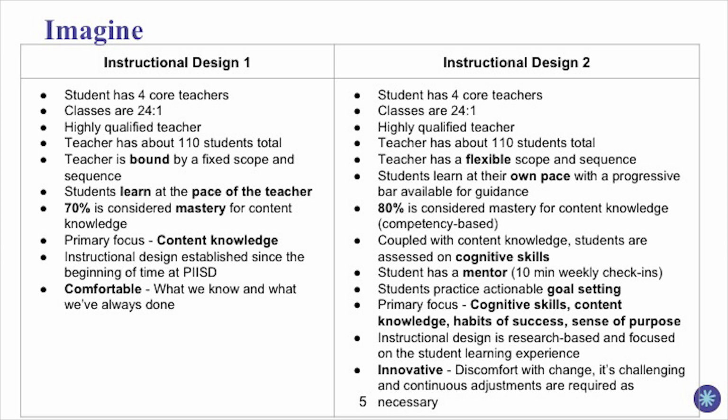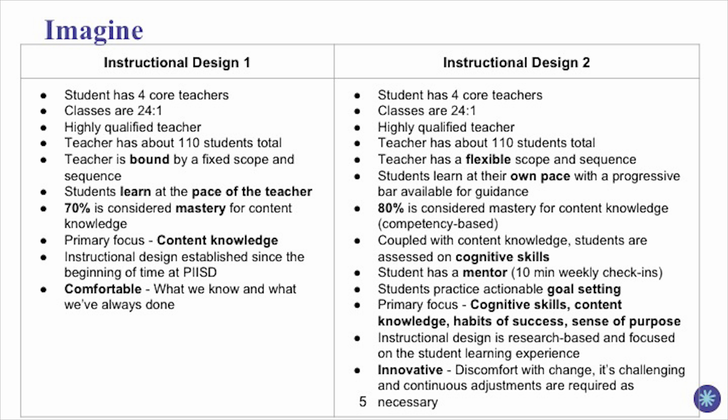Now, let me share a second instructional design model with you. The top part hasn't changed. Your child will still have four core teachers. Classes will still be about 24 to 1, or maybe even more, 30 to 1. You still have a highly qualified teacher. The teacher still has about 110 students, but this is where it starts to change. Now the teacher has a flexible scope and sequence. Why? Because we're able to leverage the technology we have in the classroom to make it flexible.